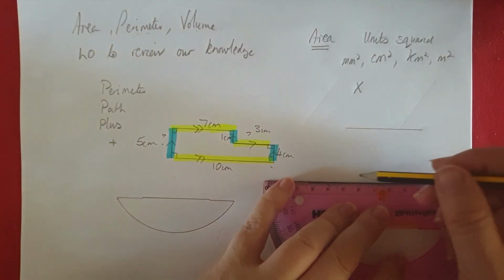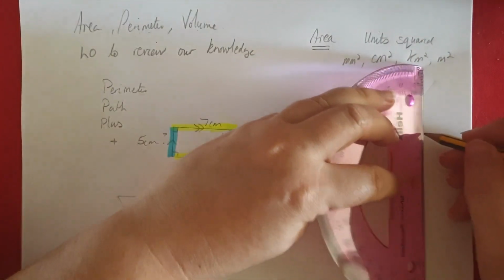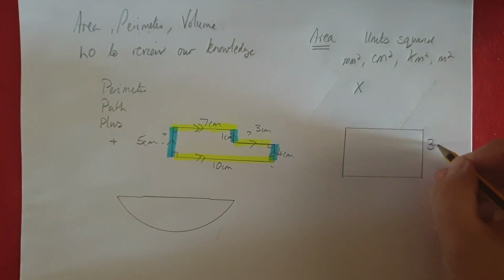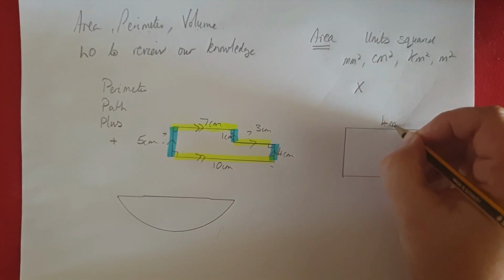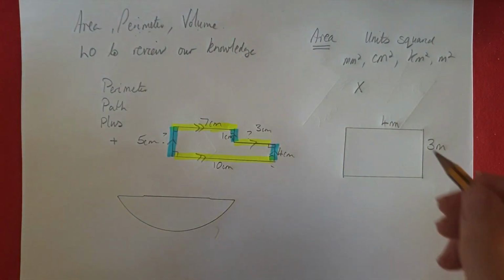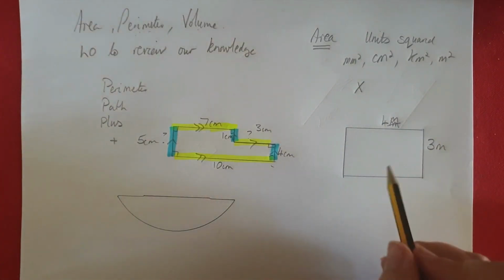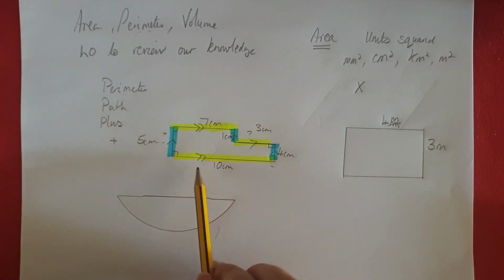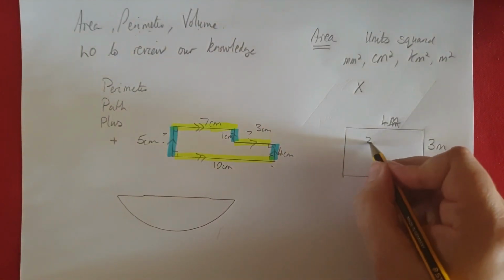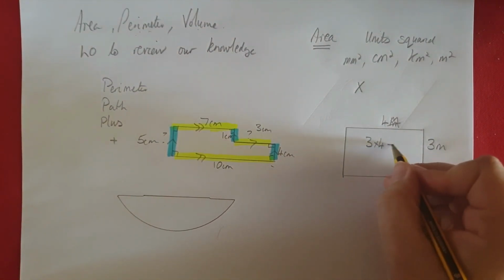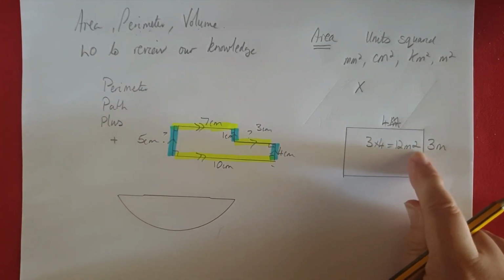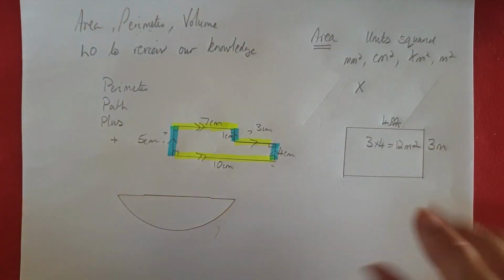So if I take something like this as a simple rectangle, and I tell you this side here is 3 meters, that side there is 4 meters, looks like millimeters, my apologies, let's rewrite that, meters. The space inside the shape is the area. The perimeter is the path around the outside, the area is the space inside. 3 multiplied by 4 is 12 metres squared.